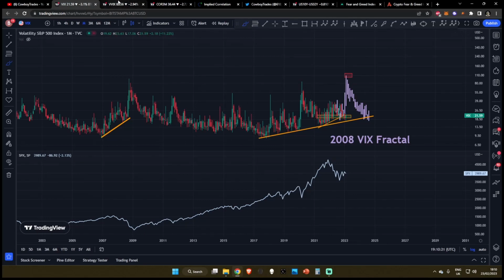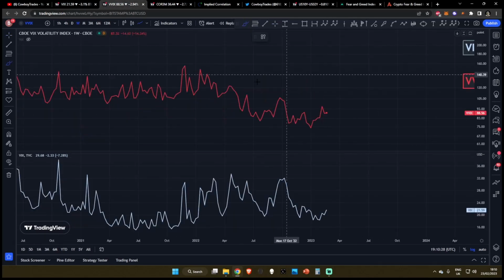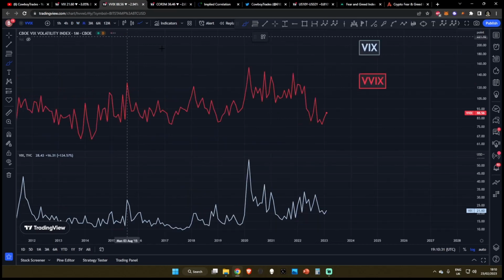Now, before we jump into this really important chart over on the VIX, I did just want to give you a super quick update on some other charts. The VIX and the VVIX, in the slightly lower time frames, they are starting to grind back up.